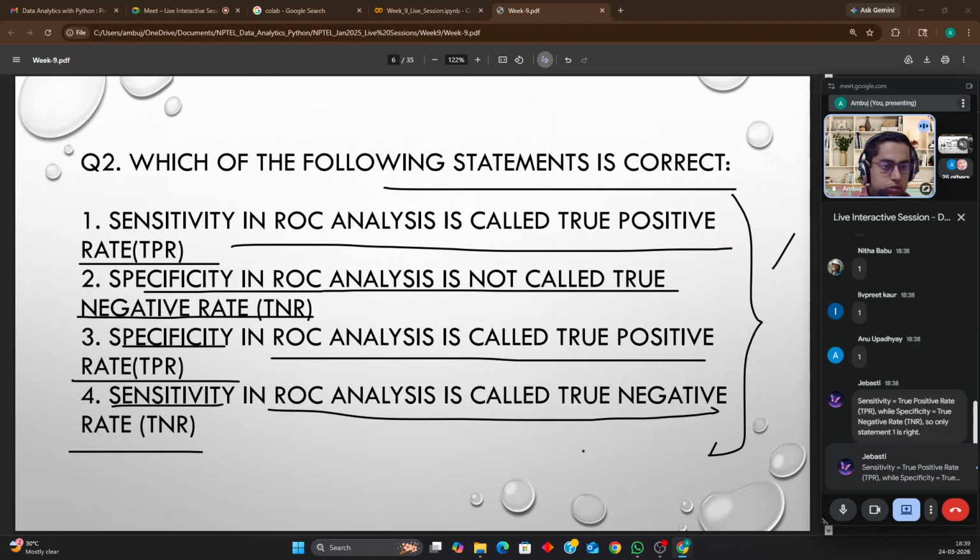Sensitivity equal to true positive rate, and specificity equal to true negative rate. So this statement will be true.